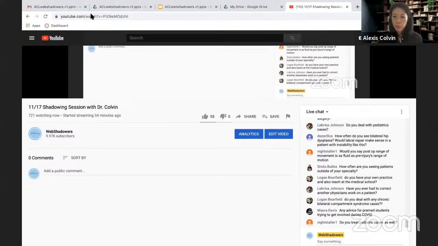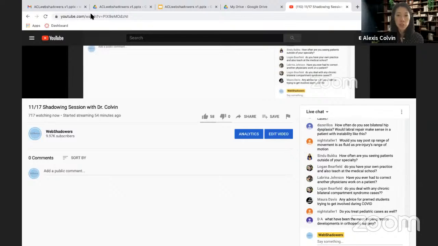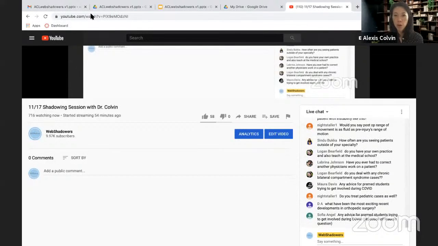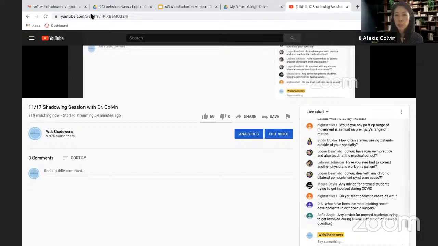So advice for pre-med students trying to get involved during COVID. Well, I would say this one is actually a great opportunity, I think, to do the web shadowers. In addition to shadowing, the other thing I would recommend is potentially trying to do research. I know most medical schools aren't allowing in-person shadowing, but with research, a lot of times you can get involved with a physician that you may not need to do anything in person.